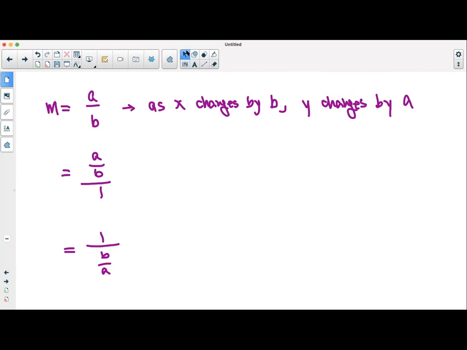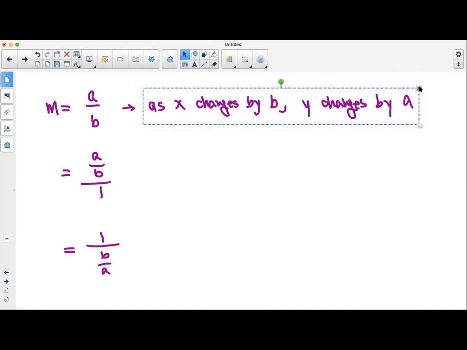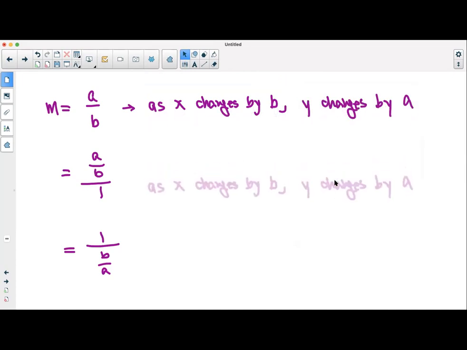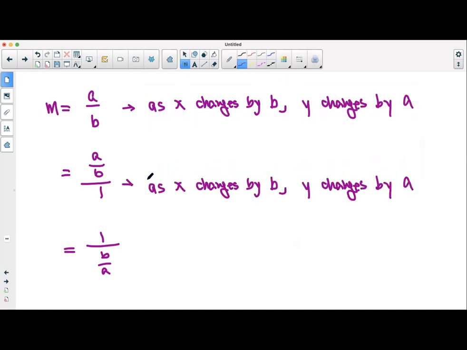But how about the other two? Why did I give you this one? Because for the second one, I'll say as x changes not by b, but by 1, then y changes by a over b. That's another way for you to describe the slope.